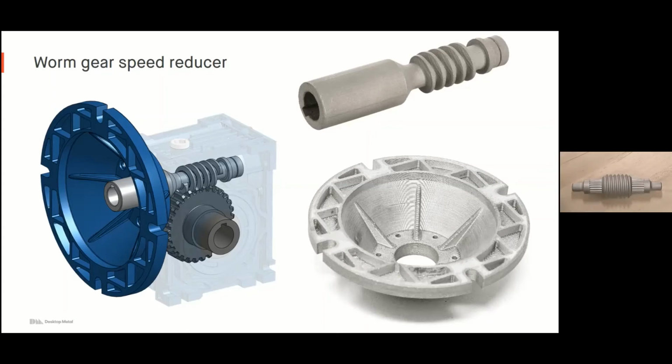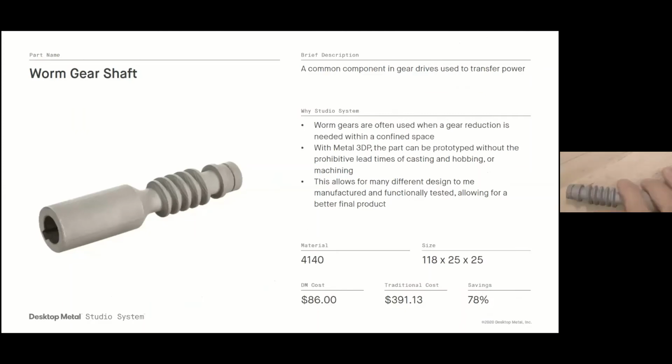Specifically, this worm gear, this is a very common component. I'm sure if we have the machine designers on the line today, you'll recognize this component. One of my favorite mechanical components, used when you need a gear reduction in confined space. With metal 3D printing, we were able to prototype this part very, very quickly and affordably. So if we want to be able to iterate on different teeth profiles, different pitches, different thread sizes, it's super, super easy just to print these rather than having to spin up a thread cutting machine or to do some very, very expensive machining operations.